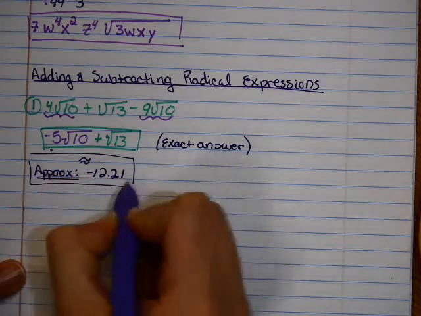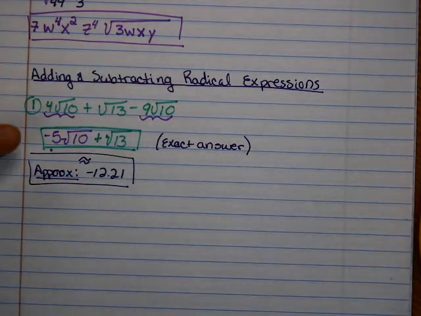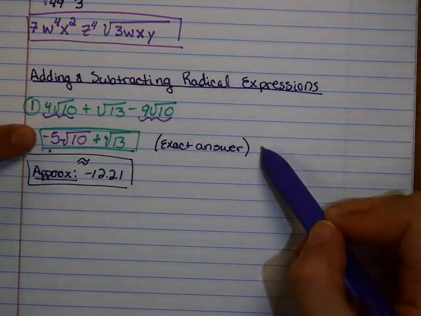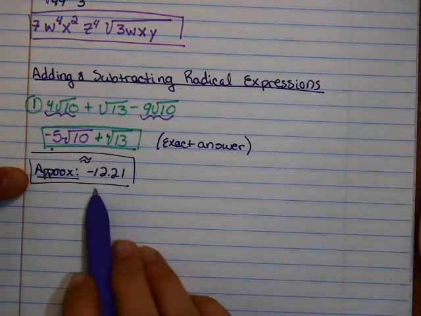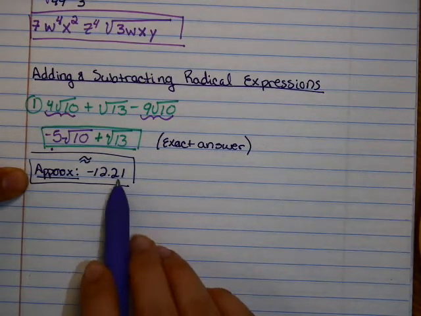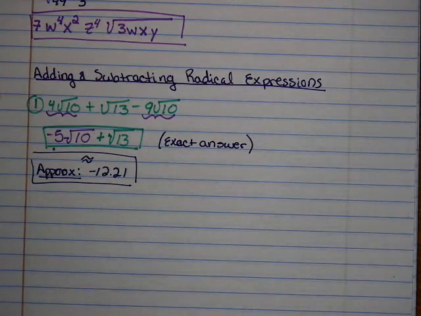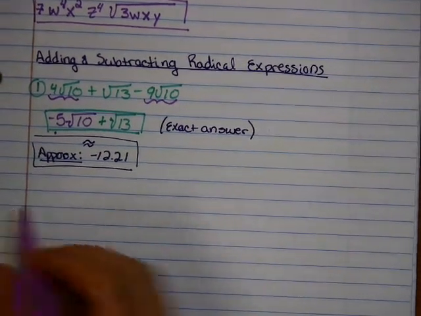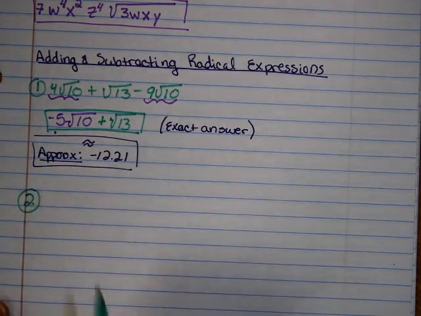So approximate versus exact. Okay, so in your homework, look at what it's asking for. Is it asking for an exact answer? It has to be in this form. If it's asking for an approximate answer, it has to be in this form. Okay. All right, let's try another example of adding and subtracting radical expressions.